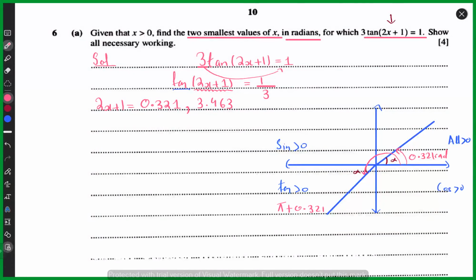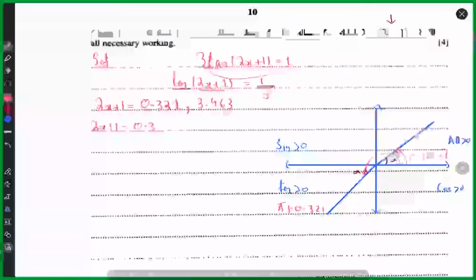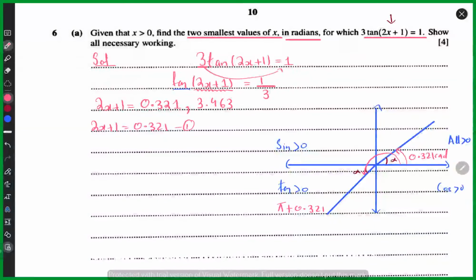We were asked to give the values of x, not 2x plus 1. So finally, you know that 2x plus 1 is equal to 0.321. This is your first equation. And you know that 2x plus 1 is equal to 3.463. Please quickly work out the values of x. That's very simple. I want 3 answers. Yes, please tell me the values of x quickly.